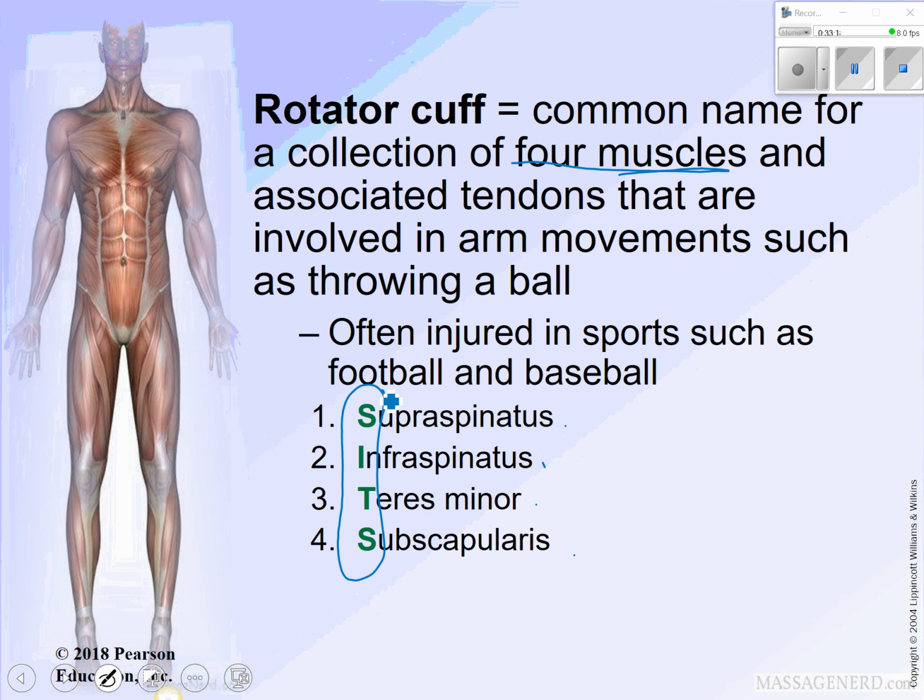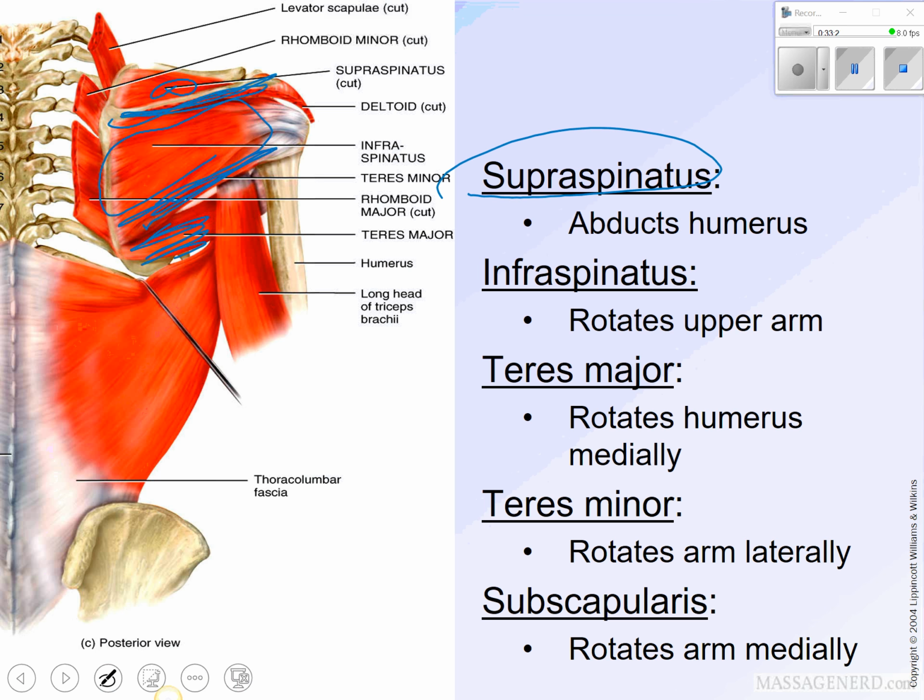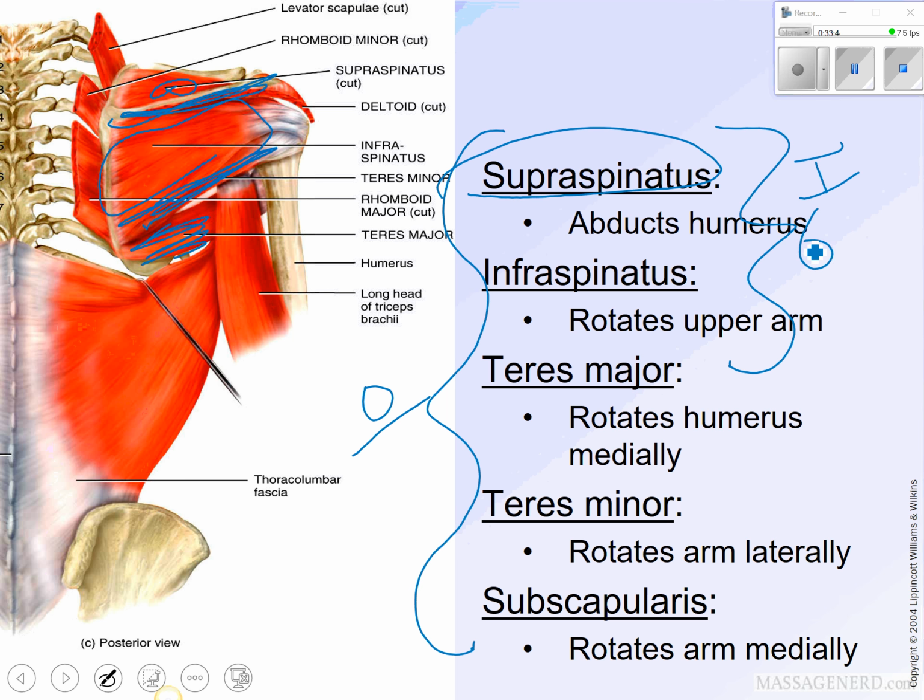Okay, I'm going to go back a slide because I forgot to tell you that all 5 of these muscles have the same origin, and that's the fossas of the scapula. Now these 2, the supraspinatus and the infraspinatus, insert on the greater tubercle. These 3 have an insertion on the lesser tubercle of the humerus.